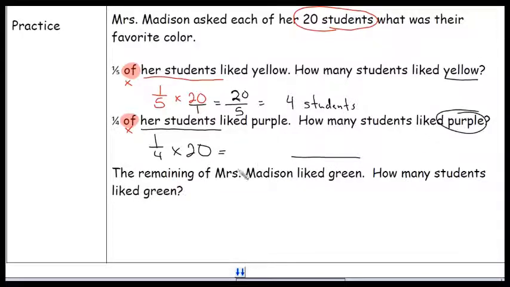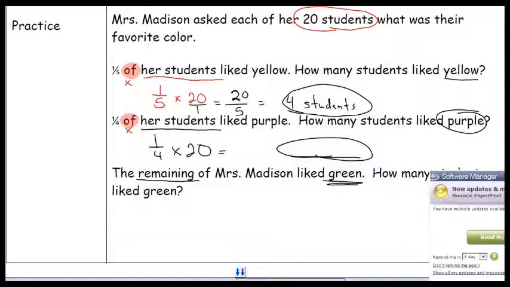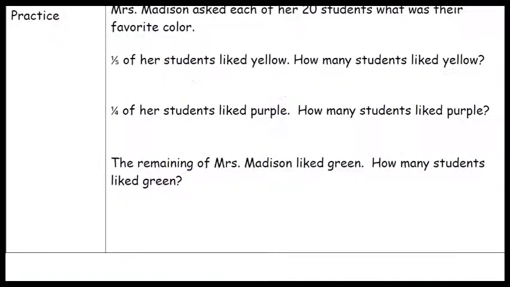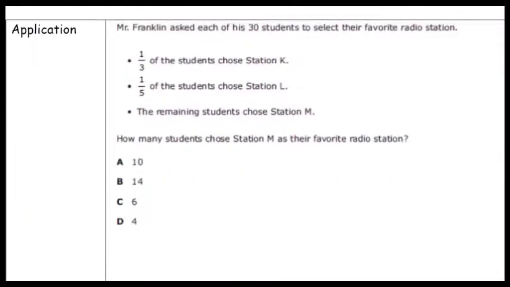Okay. The remaining of Miss Madison's students liked green. How many students liked green? The remaining. That means that once you know this number right here and you know this number right here, you're going to add these two numbers together and subtract it from 20 to get how many are remaining. And those that are remaining is your how many people like green. So that one's a little bit different. But I'm not going to do it for you because we had a question just like this in the test we just saw. So I want you to make sure that you get it this time. Alright, application.